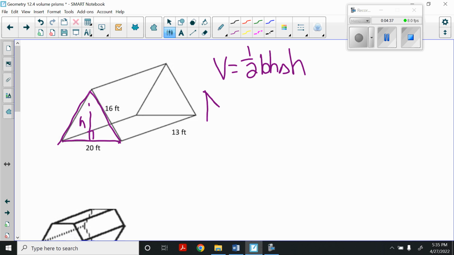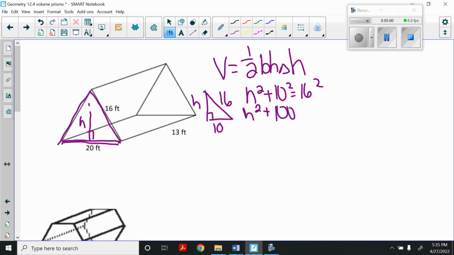So if I pull that triangle out, I know that my hypotenuse was 16. The height is what I'm looking for. The entire base started out being 20. Cut it in half, so 10. So I can do the Pythagorean theorem here. So h squared plus 10 squared equals 16 squared. So I have h squared plus 100 equals 256. h squared equals 156. So h is the square root of 156.